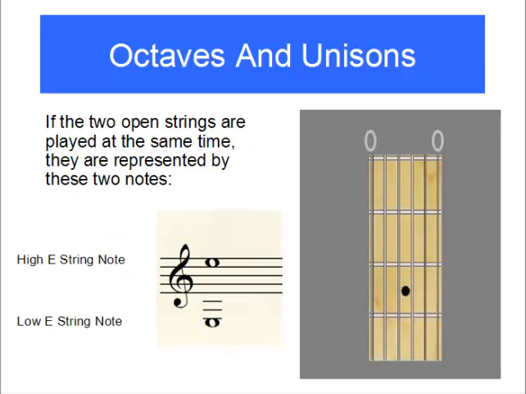Now the 2 open strings are played at the same time. They're represented by these 2 notes, the high E string and low E string. They sound like that, and they're written like that, as you see on the staff. The low E has 3 ledger lines, and the note sits below the 3rd ledger line. That's the lowest note on the guitar.